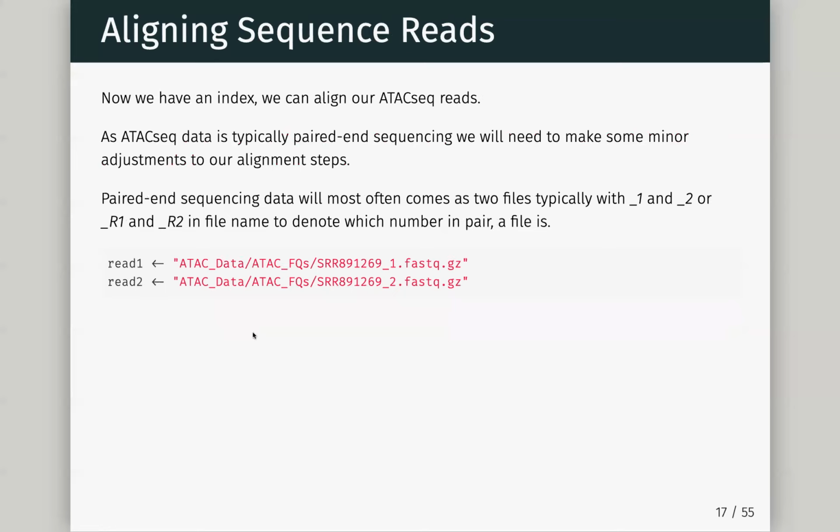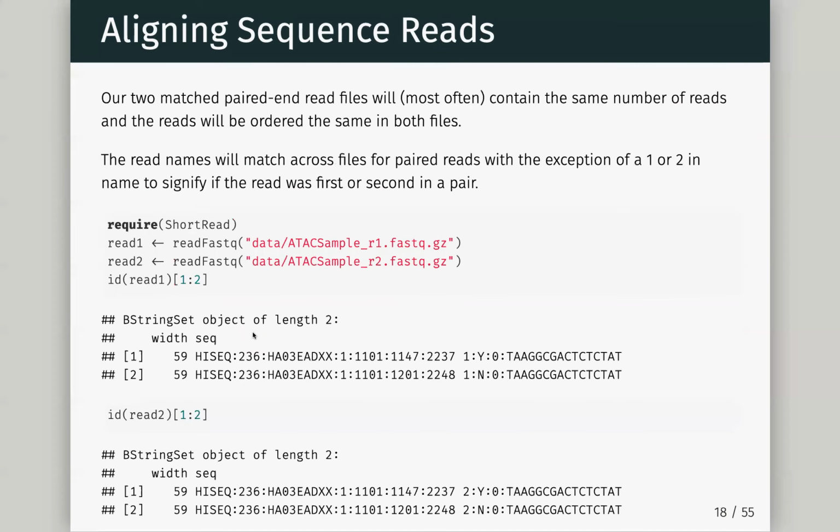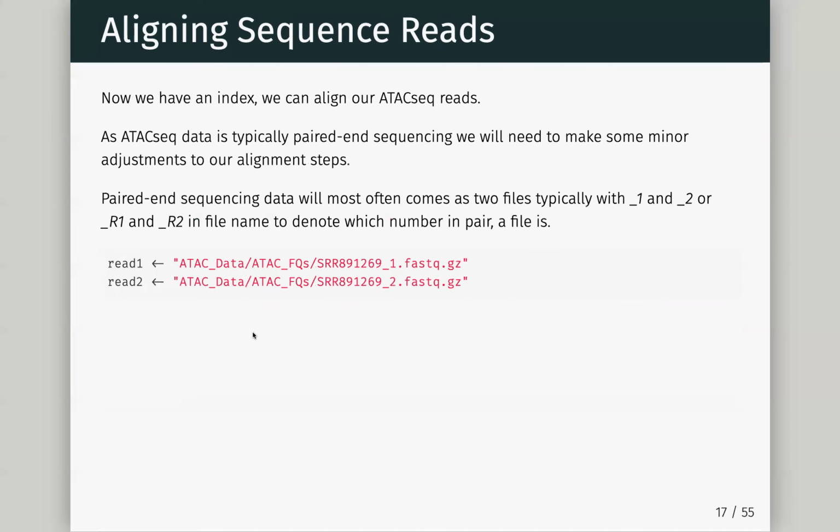So now we have an index. We can align our ATACseq reads. But ATACseq data is a little different to what we've been looking at previously. RNA-seq data can be single or paired end. So can ATACseq data, but more often than not, it is paired end. And there's a real reason, as you'll see as we go through, why paired end sequencing became kind of popular for ATACseq.